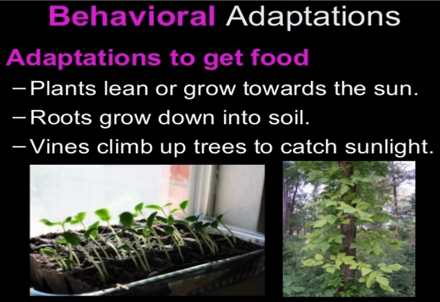The next type of adaptation is behavioral. So plants also have an action or a reaction to get food. So plants lean or grow towards the sun. Roots grow down into soil, so they can get water. Vines climb up trees to catch sunlight. So these are behavioral adaptations, the way they react towards getting food.